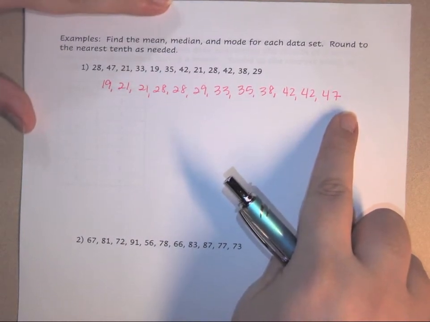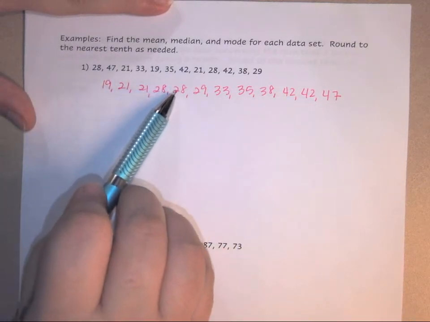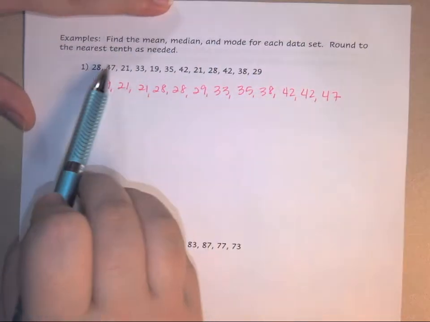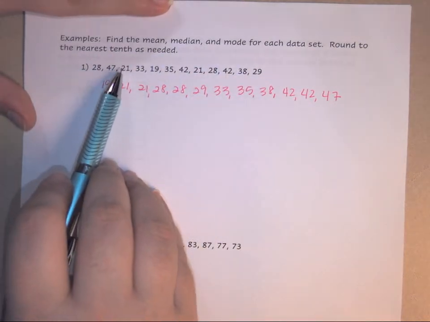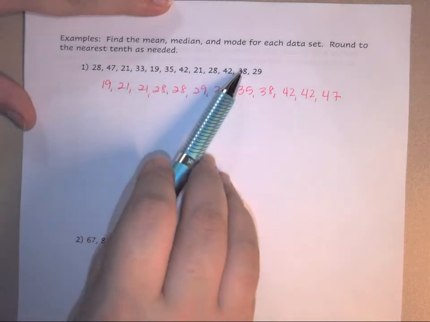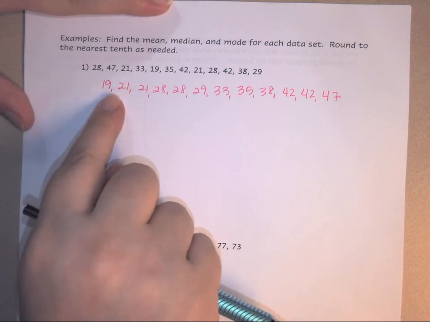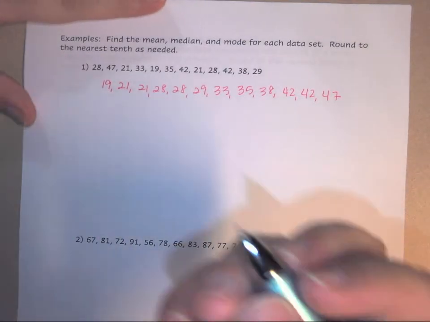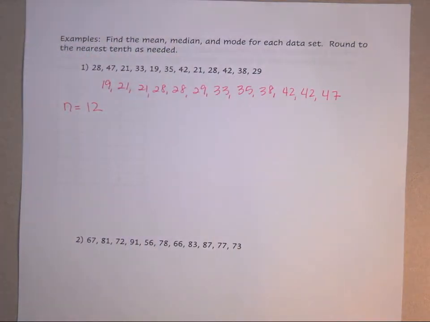Now, the way I like to double check and make sure I hit them all is I will count up the numbers that I just wrote down. So 1, 2, 3, 4, 5, 6, 7, 8, 9, 10, 11, 12. And then I will count my original data. Those numbers should match. So here I have 1, 2, 3, 4, 5, 6, 7, 8, 9, 10, 11, 12. Since both of my sets of data have 12 in them, that's one indication that I didn't miss anything. That means my n value is 12, which represents the total number of data points that you have to work with.